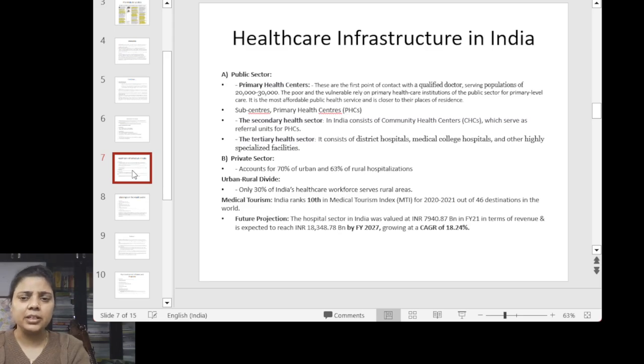And the next is medical tourism, which we have to focus on. India's rank is improving day by day, and now we have reached 10th as per the medical tourism index. So we can focus on it.